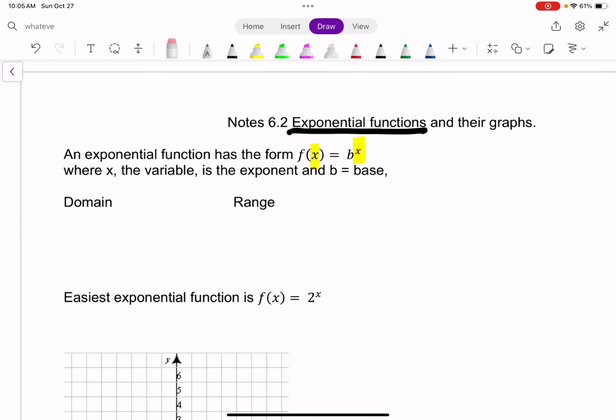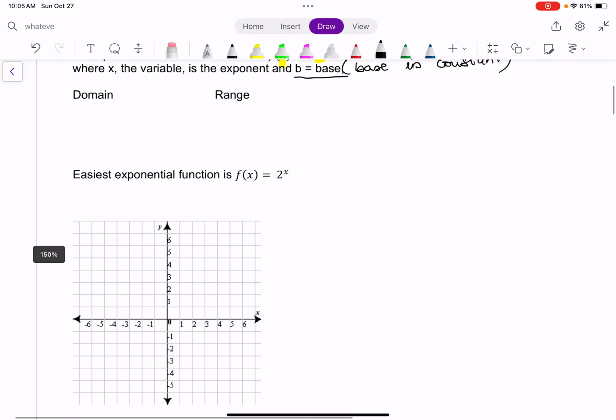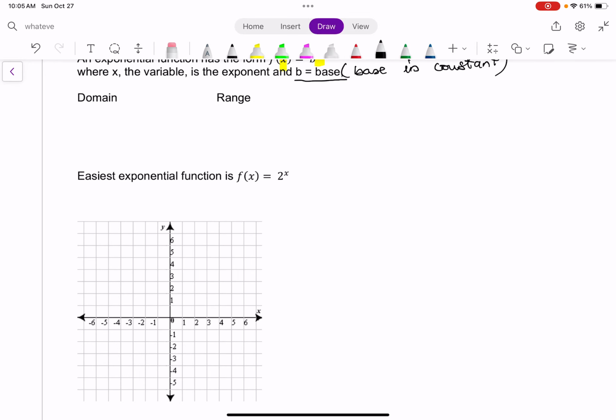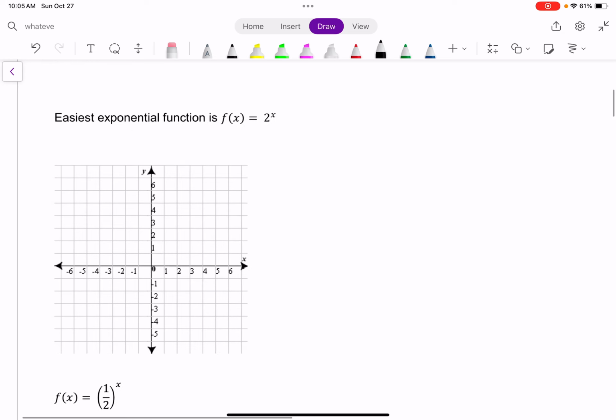Now, of course, you might be familiar with this name, or we've used it before. b is the base, and this is fixed. In other words, constant, it doesn't change, right? But the variable is the exponent. So we'll talk about domain and range in a minute. The toolkit function, the easiest exponential function, is 2 to the power of x. So let's see how we get the graph of it.